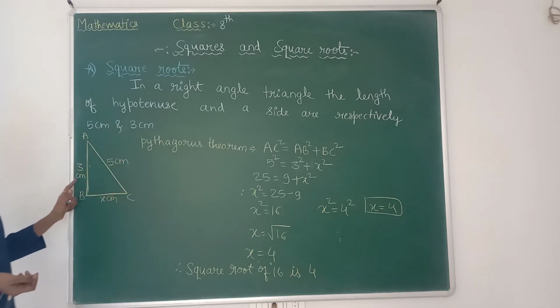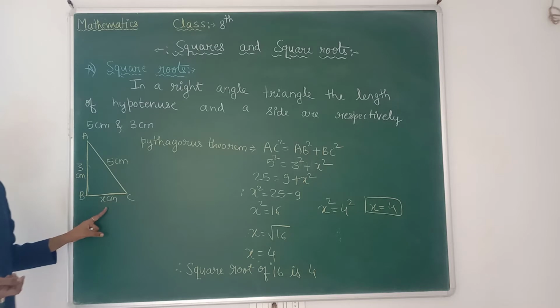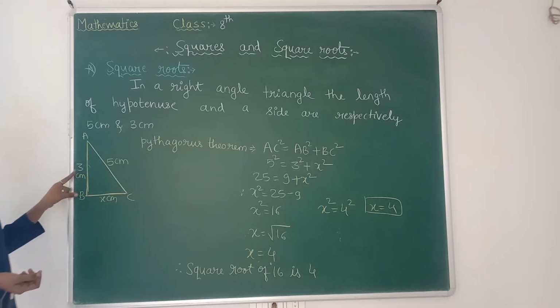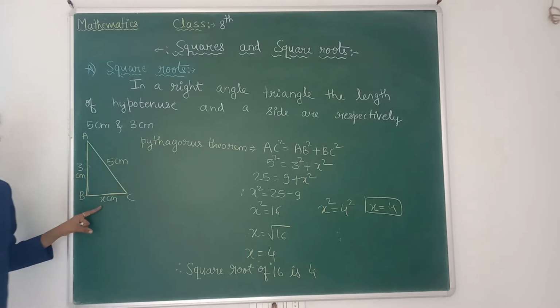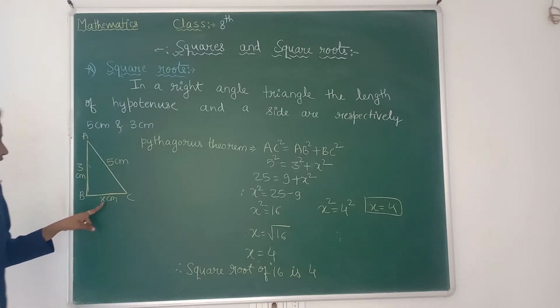Other side means take any side, whether this or this. So I have taken AB as 3 centimeter. The other side we don't know, for that I have taken x centimeter. Now here I am finding the x value. So how are we finding the x value?